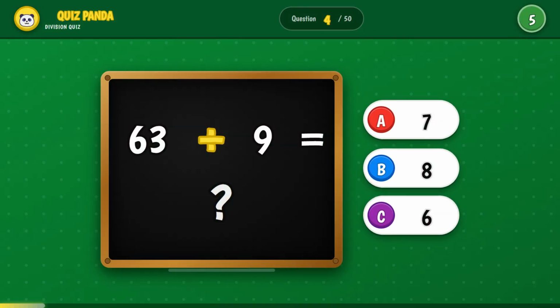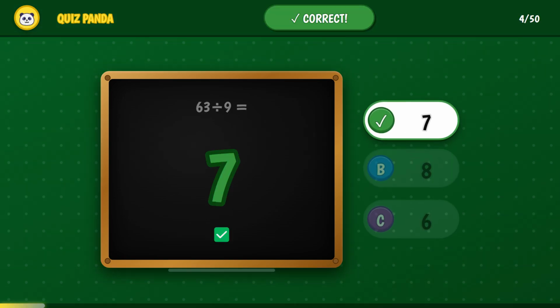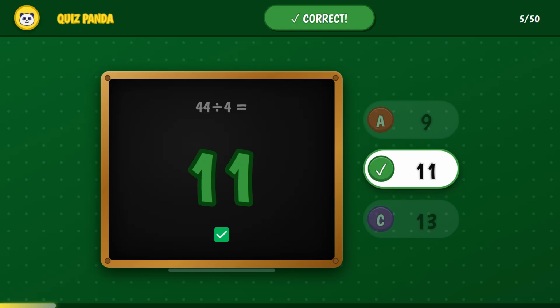Question 4. What is 63 divided by 9? The correct answer is A, 7. Number 5. 44 divided by 4 equals? The correct answer is B, 11.